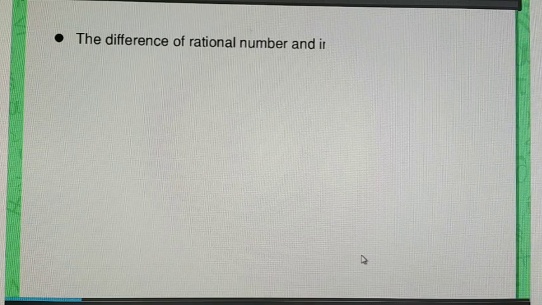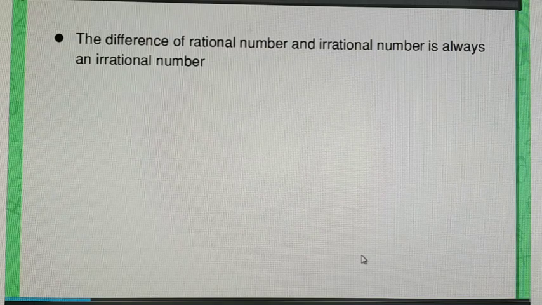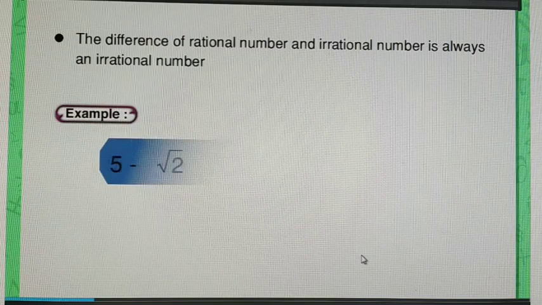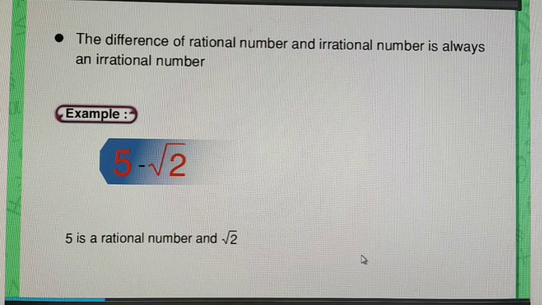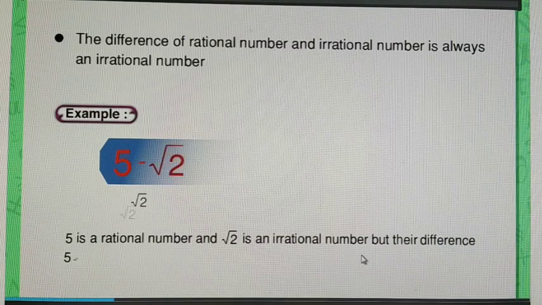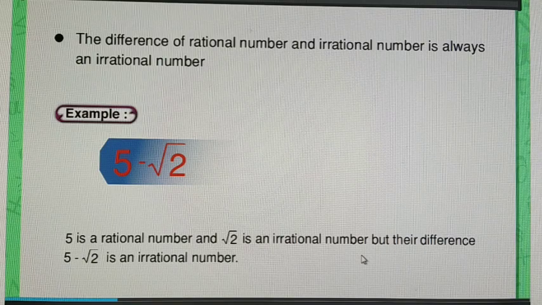Second, the difference of a rational number and an irrational number is always an irrational number. Example: 5 minus root 2. 5 is a rational number and root 2 is an irrational number, but their difference 5 minus root 2 is an irrational number.